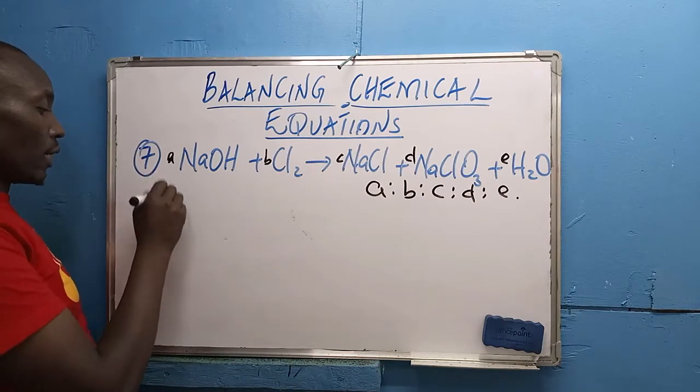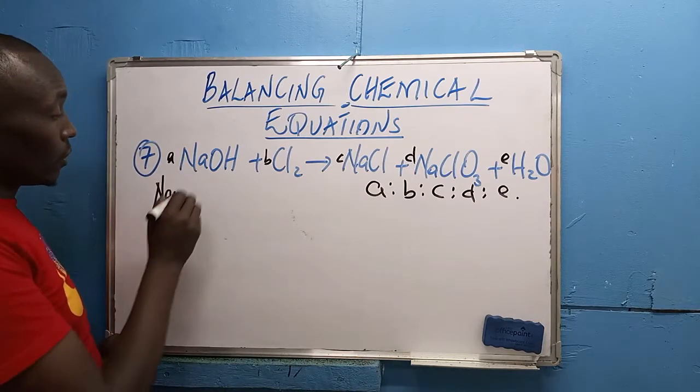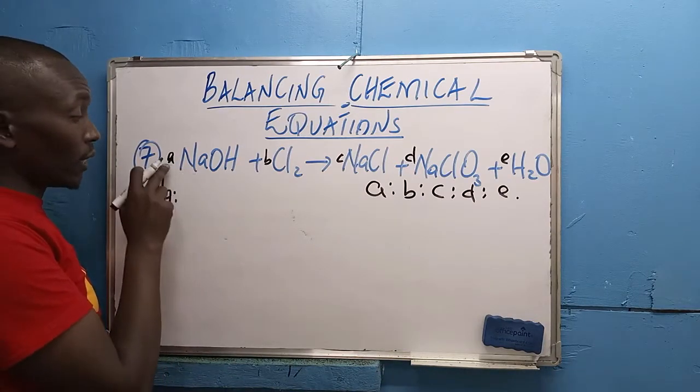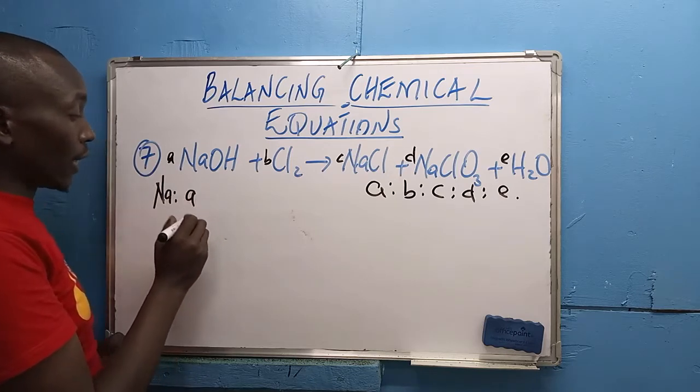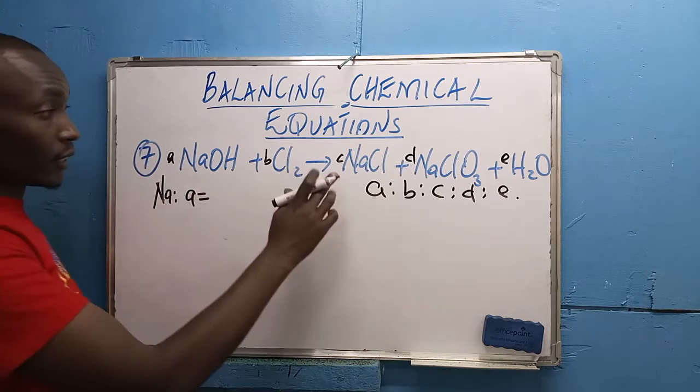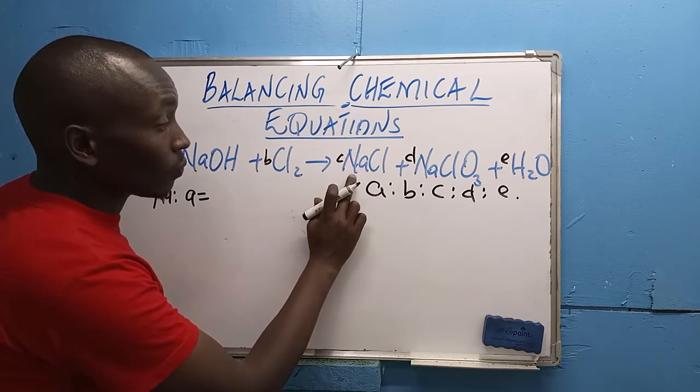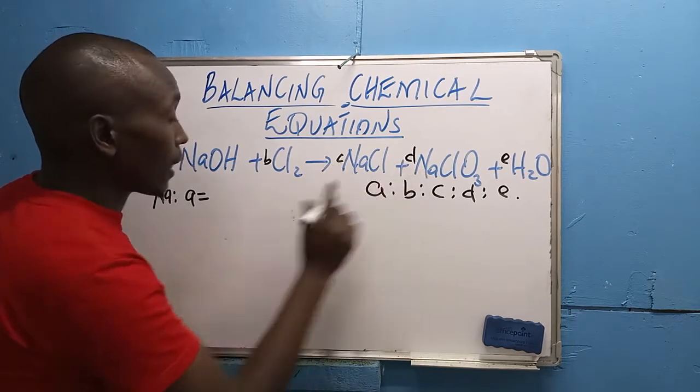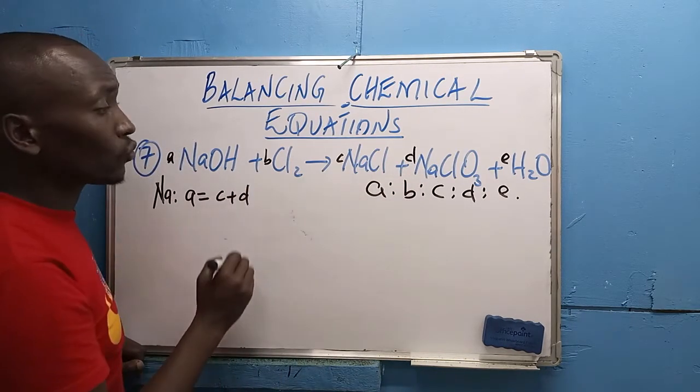I go element after another. Sodium: there is 1 sodium in this formula, so times A, we talk about A is equal to, on the other side I have sodium, there's 1 here, there's 1, so it is C plus D.